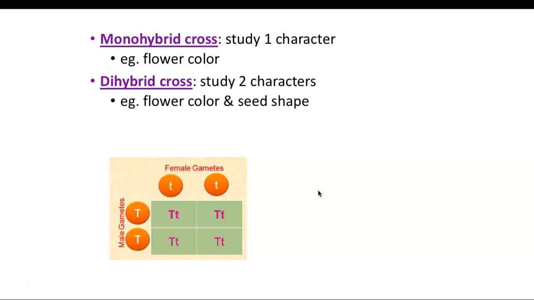All right, a monohybrid cross is one character, a dihybrid cross is two characters. And I think we're getting to the next question here. Sorry, my chair is making noise.